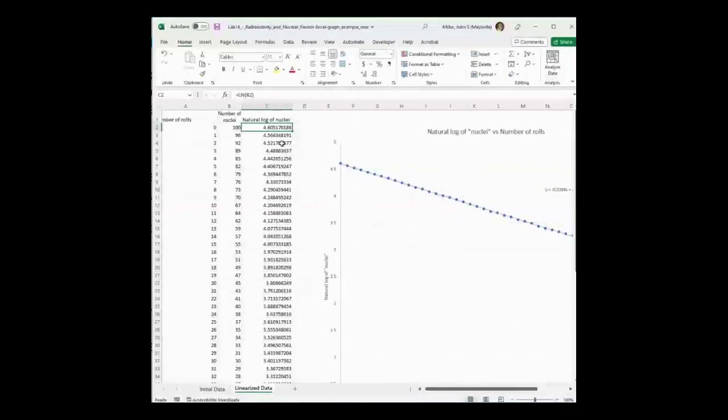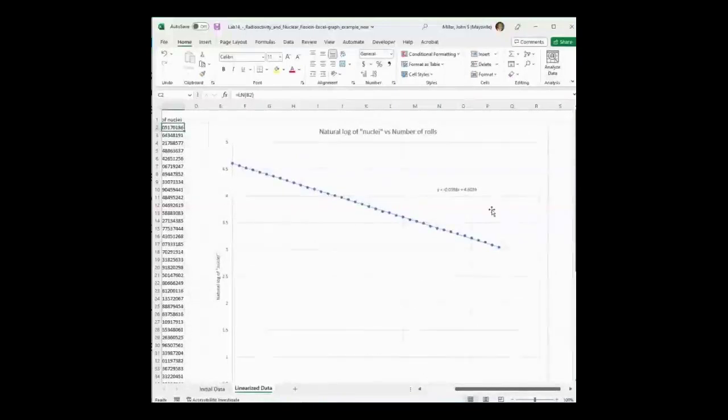Plotting these ln nuclei values on the y-axis against the corresponding number of rolls, or time, on the x-axis should yield a linear relationship. Fit a line to the data and have Excel provide an equation for that fit. The equation of this fitted line contains the decay constant lambda. From there, you can calculate the half-life. Find the percentage difference between the half-life found from the equation of the fit to the first graph to the half-life found for this one.